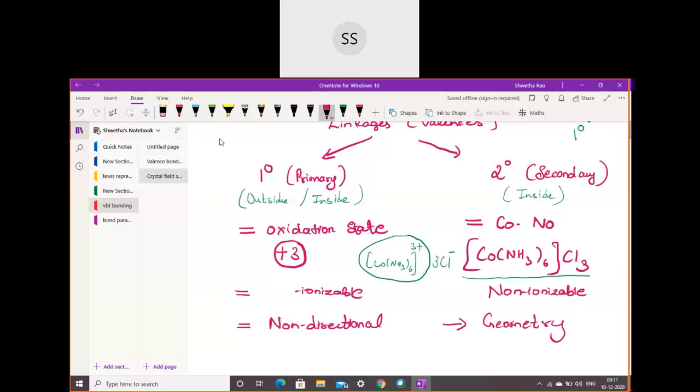And then one more point is the secondary valencies, they can be satisfied either by the neutral molecules or by the negative ions. But primary valencies are always satisfied by negative ions. No, isomerism part you don't have this time to study.